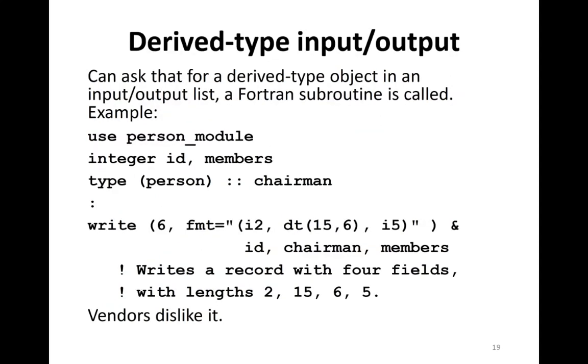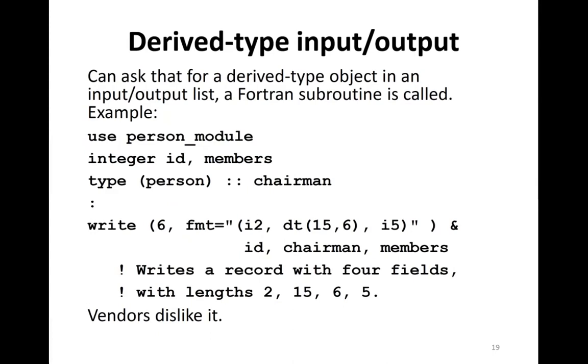Derived type input output. In Fortran 90, we were allowed to extend plus to new types. But there was nothing to do with IO. It was a natural extension. You've got formats for integers and for reals, etc. You really want a format also for variable types.